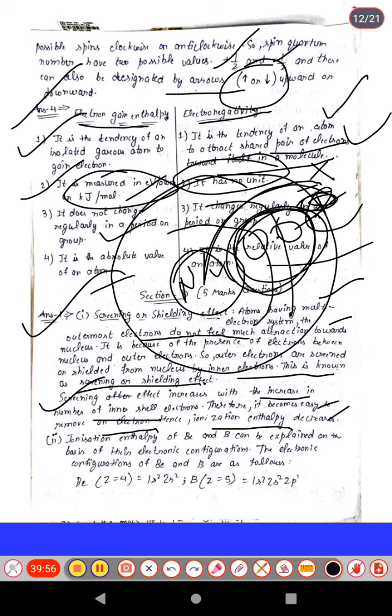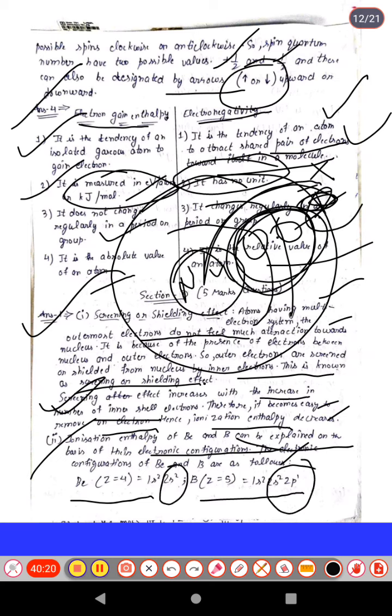screening or shielding effect. Second question: the ionization enthalpy of beryllium and boron can be explained on the basis of their electron configuration. In case of beryllium, atomic number 4, that is 1s2 2s2, and in case of boron, atomic number 5, that is 1s2 2s2 2p1. As we know, in the valence electronic configuration there is 2s2, and that s orbital is totally filled, and here 2s2 2p1, that p orbital has 1 unpaired electron, which can be released by applying a small amount of ionization enthalpy. So let's see that.